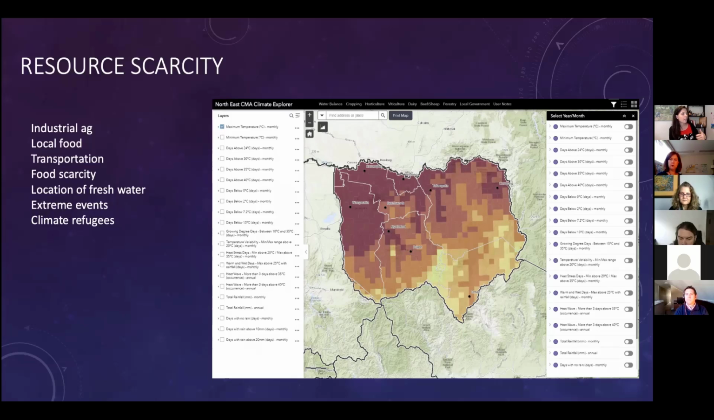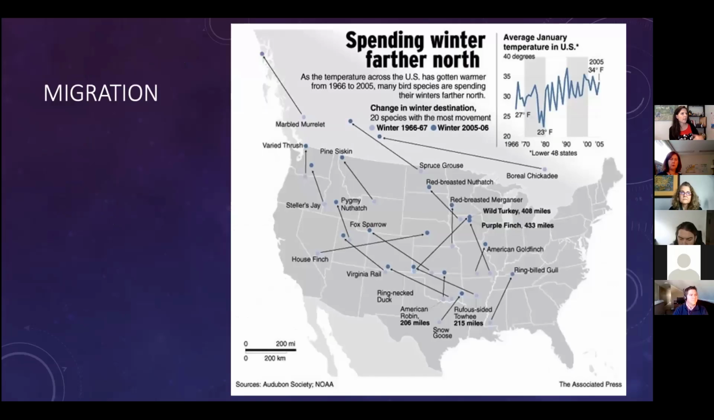And then the thing that I really thought was interesting is about climate refuges. So not just the human systems, but also, of course, the natural systems. I actually found this really cool graphic made by the Audubon and NOAA. Each one of these lines is about, okay, this is the spruce grouse. This was its habitat in 1966. And this is their winter habitat now in 2005, 2006, which was already 15 years ago.